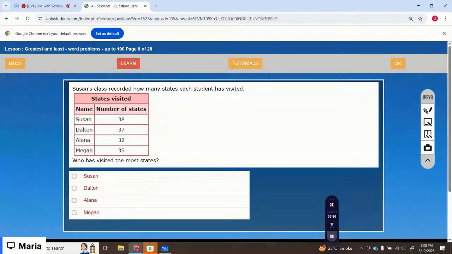Science class reported how many states each student has visited. Who has visited the most states? Most, so 39, that means Megan. The correct option is Megan. The last option is the correct option.